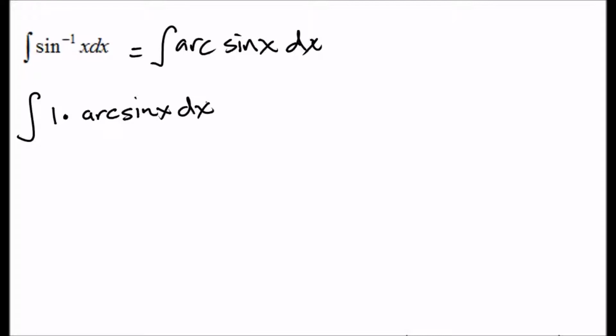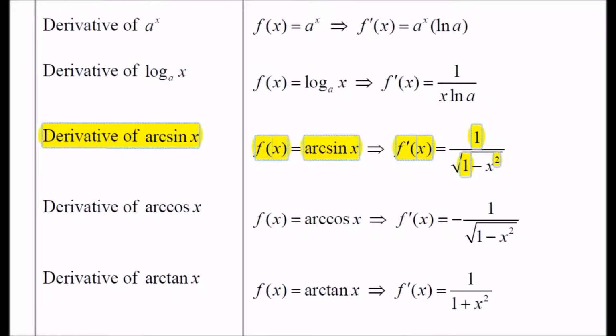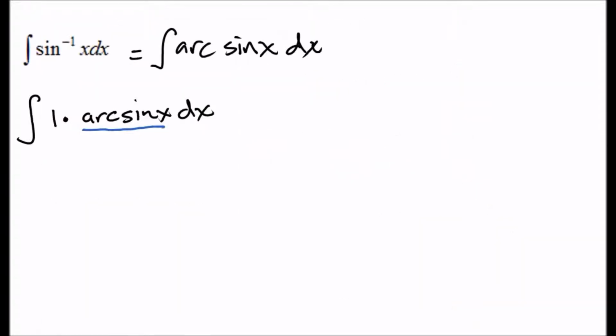Now you may remember from your work on differentiation that we know how to differentiate arc sine of x. So the derivative of arc sine of x is 1 over the root of 1 minus x squared. So this is the part of our integral that we're going to find the derivative of.